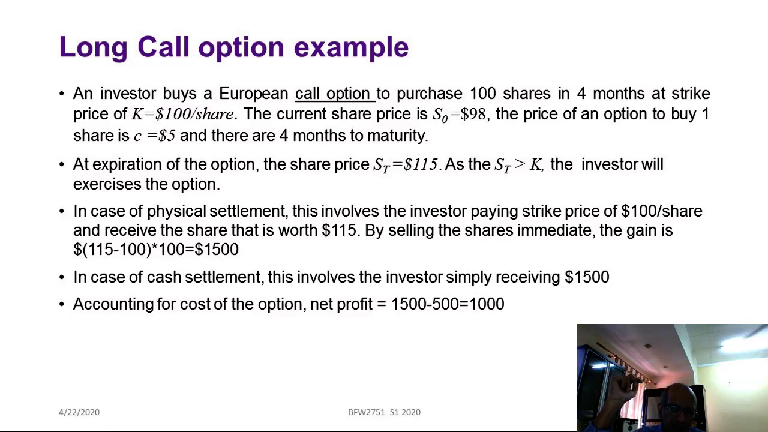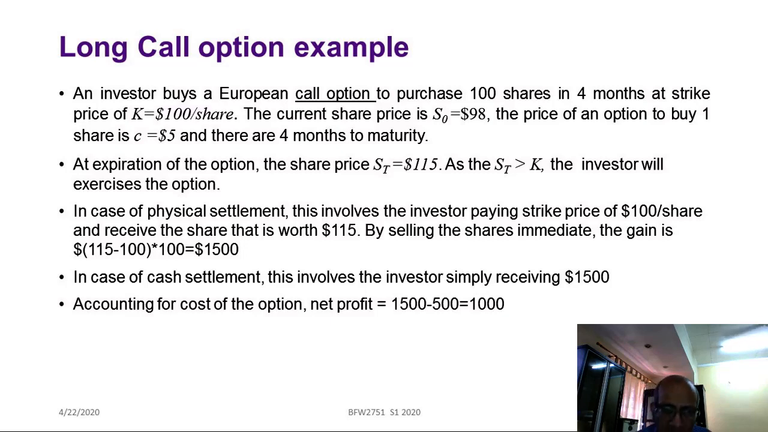At the expiration of this option, the share price ST happened to be $115, as you expected. So as ST, the final terminal price, is more than the strike price K, the investor will exercise the option. When you are long a call, if ST is above K, that means you are in the money. If ST is equal to K, you are at the money. If ST is below K, then you are out of the money. At out of the money, you won't exercise the option. You just give it up. At the money, you are indecisive. At the money means the final price of the underlying asset and the strike price are the same.